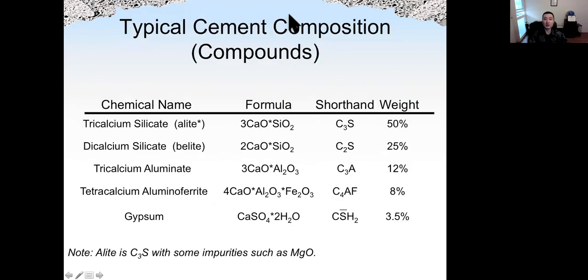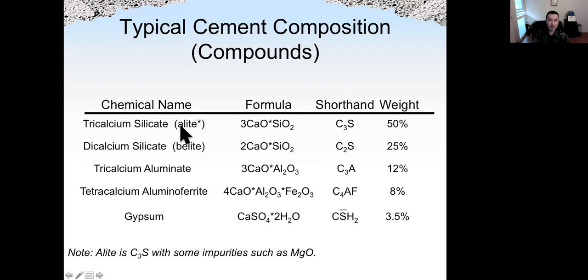All right, this is another important slide showing us the typical cement compositions, also called compounds. We have tricalcium silicate, which has 3 parts of calcium oxide with 1 part of silicon oxide. The shorthand is C3S. Remember, C here represents CaO and S here represents SiO2. So C3S is tricalcium silicate, 3 parts of calcium oxide with 1 part of silicon oxide. It takes about 50% plus or minus.